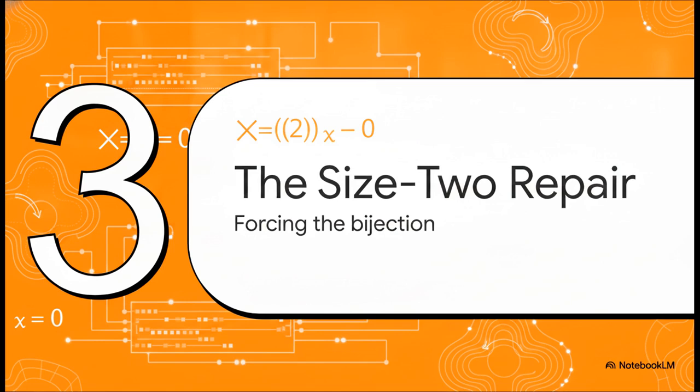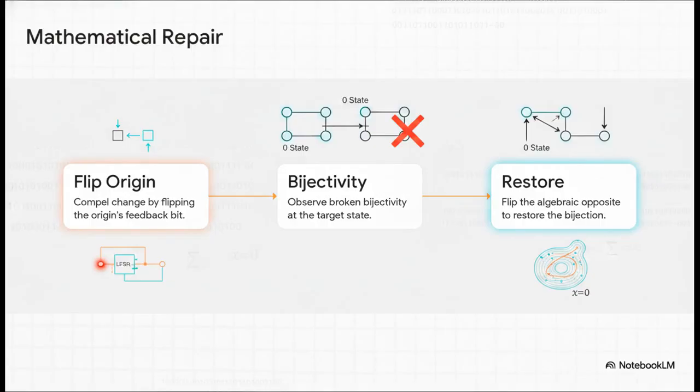Let's move to Part 3, the size to repair. The computational substrate literally has to patch this bug so the system doesn't crash and halt. It plays out in 3 specific steps. First, we are mathematically forced to flip the feedback bit of the origin so it maps to a non-zero state. It has to change. But step 2, doing that breaks reversibility or bijectivity. Because we flipped the origin, it now maps to a target state that already has a parent in the sequence. It's a collision.